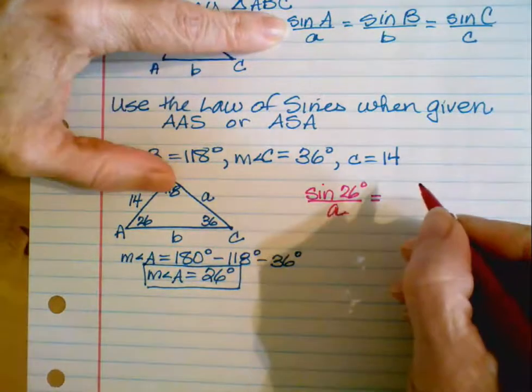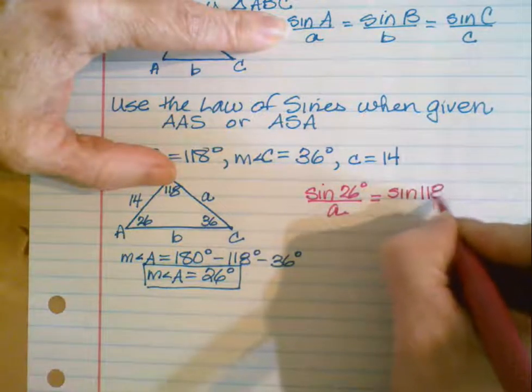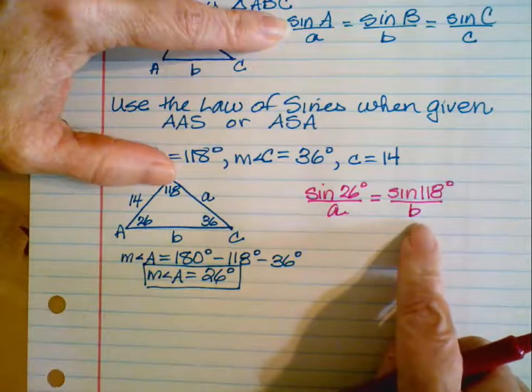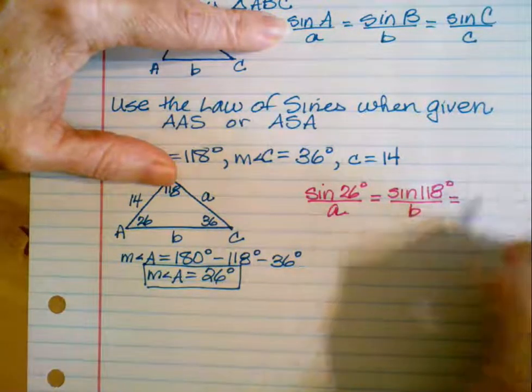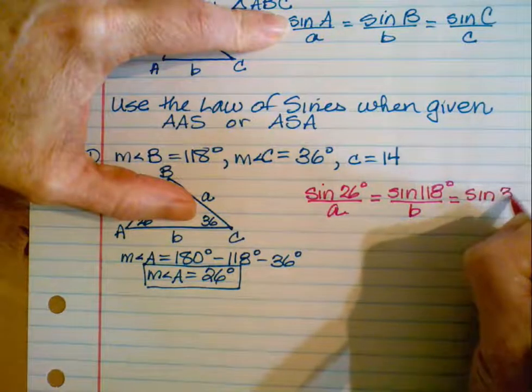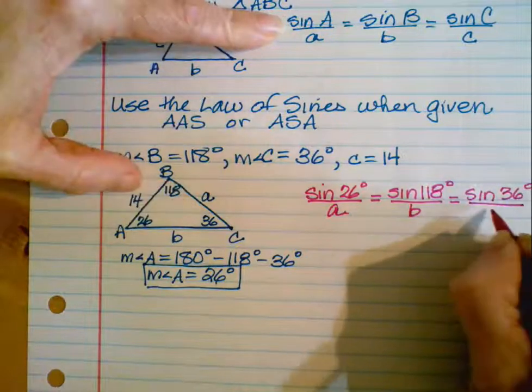is equal to the sine of angle B, 118 degrees, divided by the length of its opposite side, also unknown, so we leave those as variables, which is equal to the sine of angle C, which in this case is 36 degrees, divided by its opposite side, which is 14.